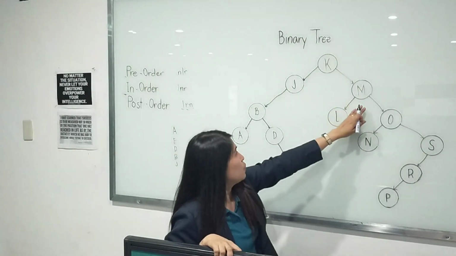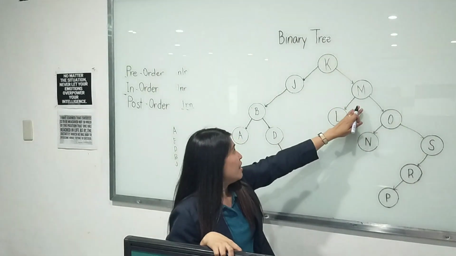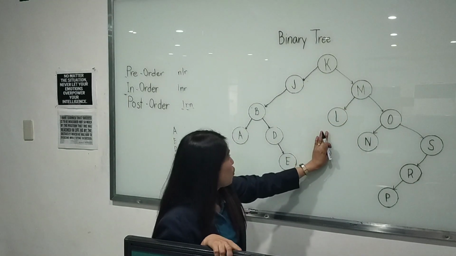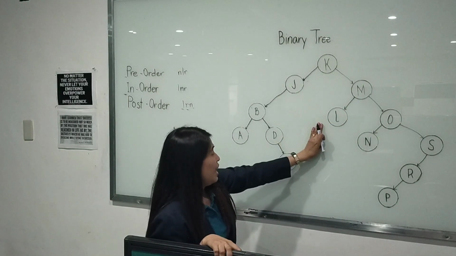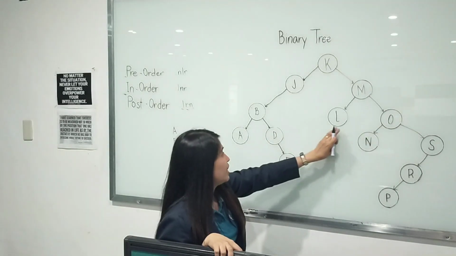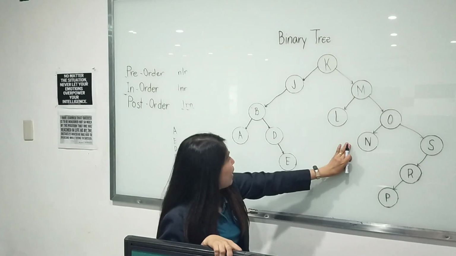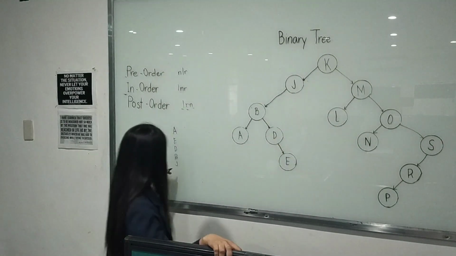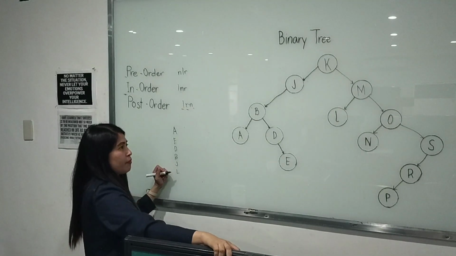So we will go down to M. And then we will visit again the left subtree. So we will go down to L. And then after that, we will visit the left subtree. So there's nothing here. Then we will visit the right subtree. There's nothing here. Then we will go back to L. Then we will print the L.